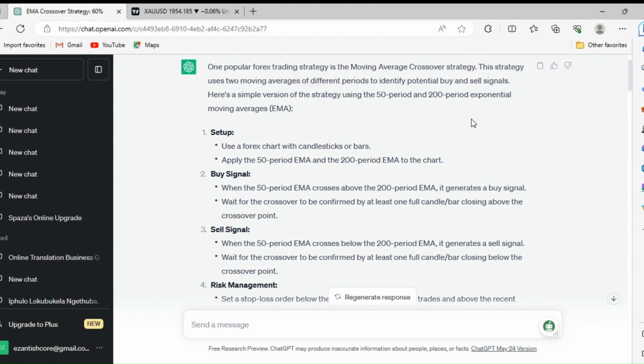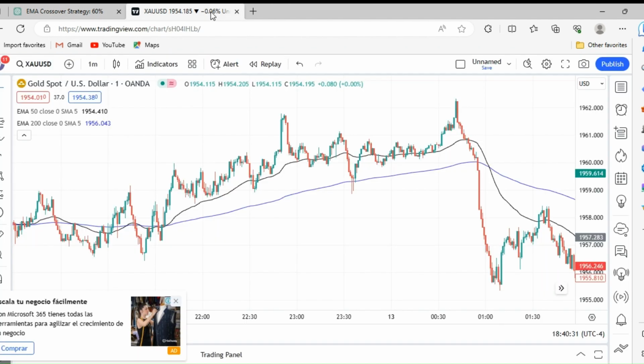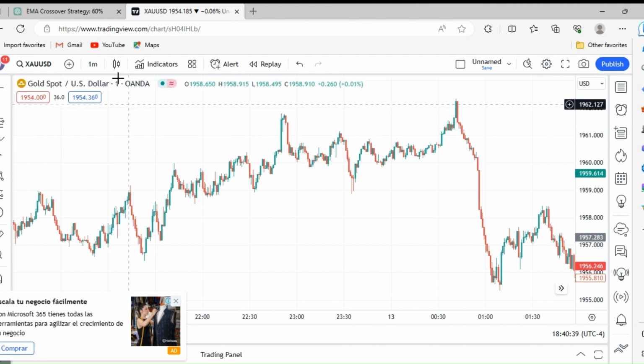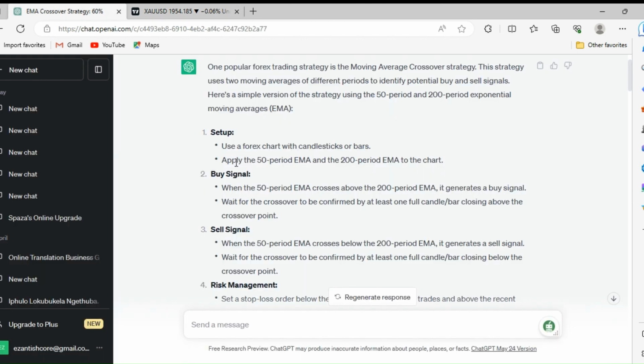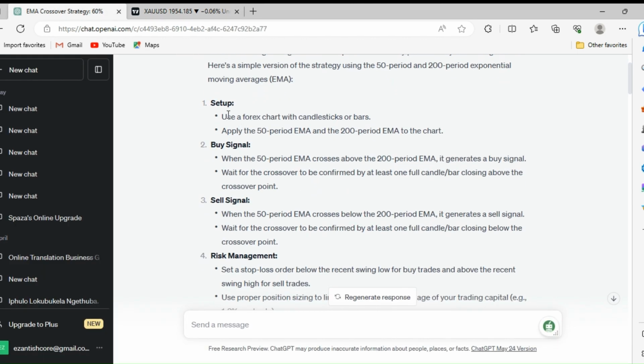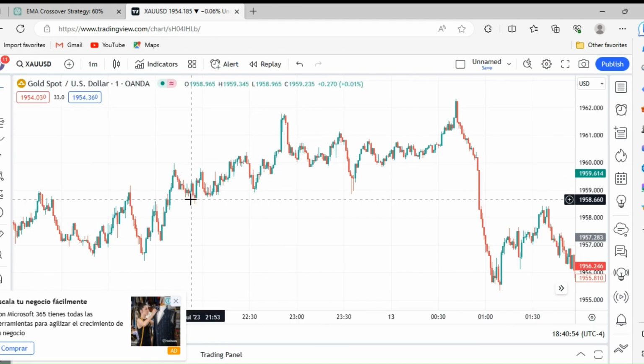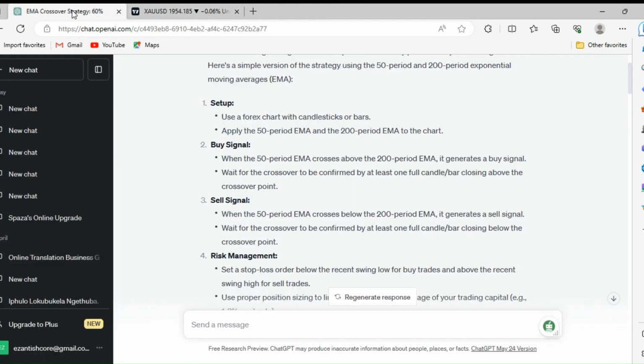So this is how it works. Let's first head on to our TradingView platform. Let me delete this to show you how we can insert the strategies over here. All right, so let's go back to ChatGPT. The first step, it says set up. It says use a forex chart with candlesticks or bars. So when I head over to my chart, we can see that these are candlesticks or bars.